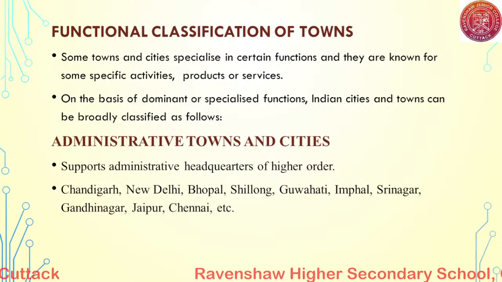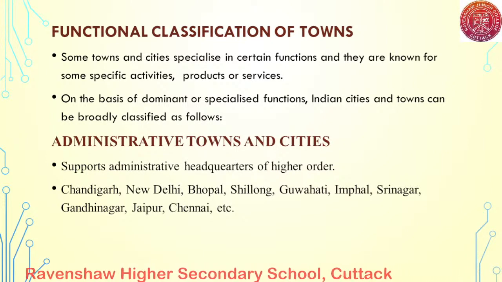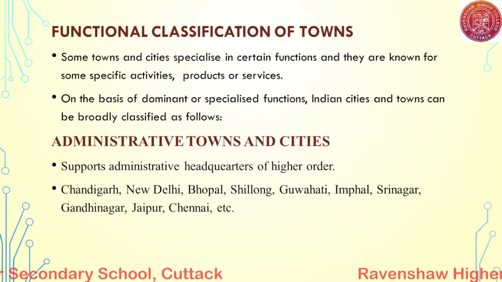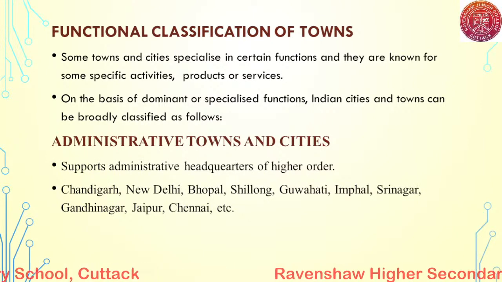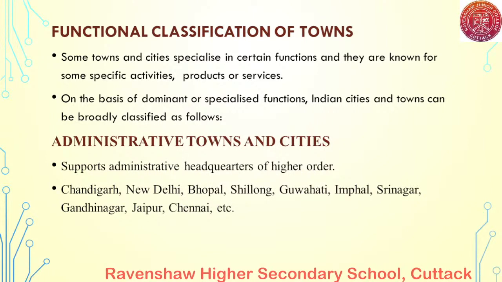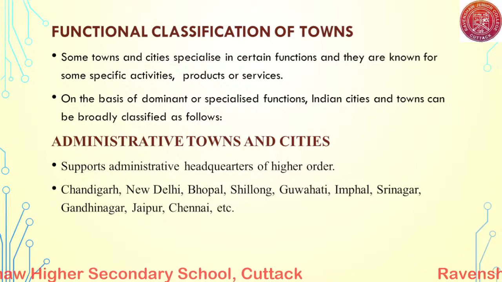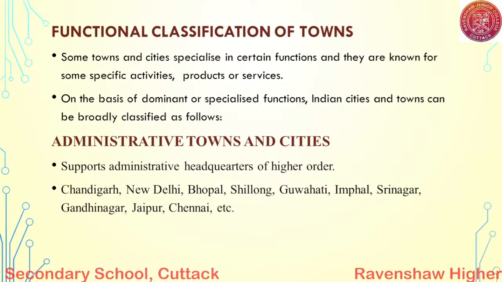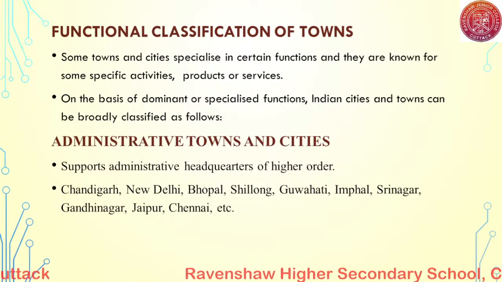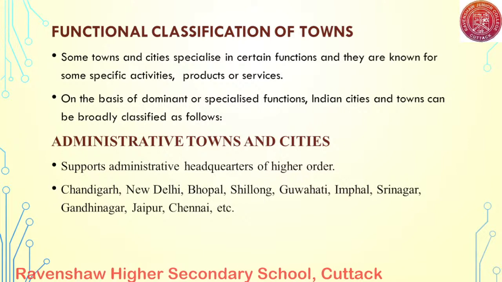Administration is going on at different orders, like at a block level, block administration, district level, district administration, state level, that is state administration, and central level, that is central administration. And if the administration takes place at the capital of a state, then that is the administrative headquarters. And that type of town is called the administrative town or city.